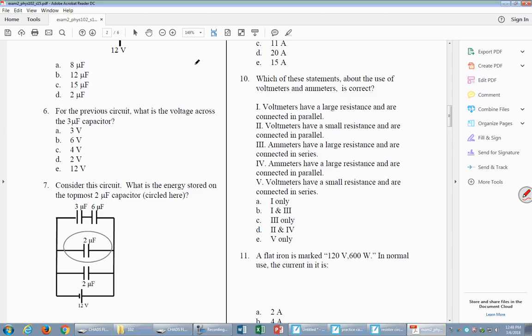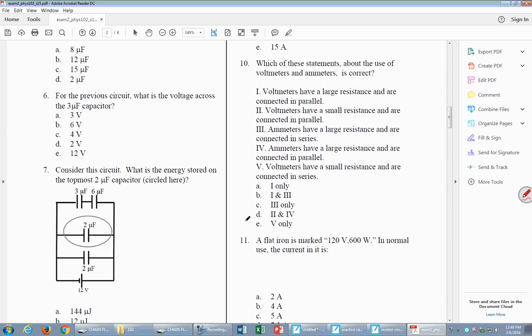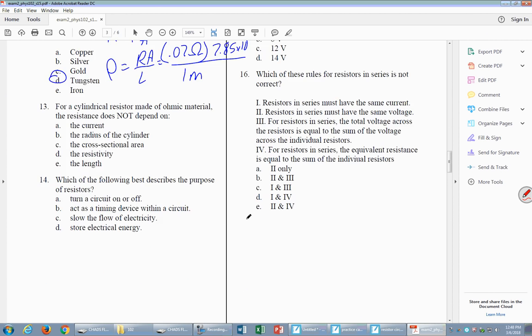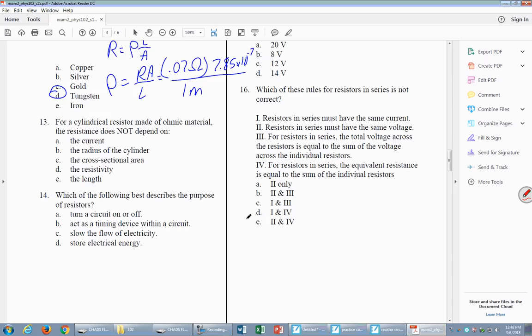So you know your rules. Oh, this is voltmeters and ammeters. Yeah, make sure you know that. But also make sure you know your in series and parallel rules for resistors and capacitors. Let's see if there's a similar one here. Oh yeah, like number 16. For which of these rules is not correct? Number 2 is not correct. Just number 2. All the others are correct.